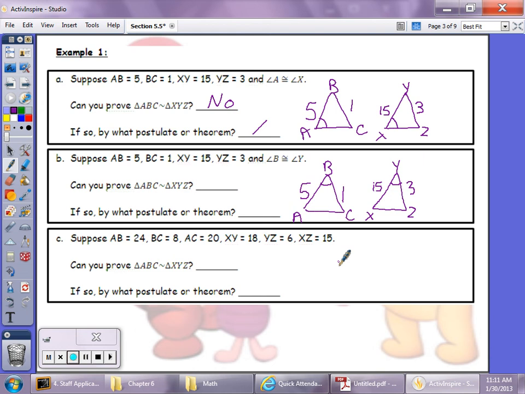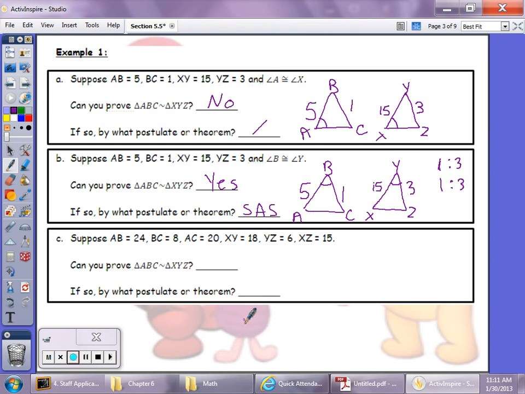So if you look at side AB to side XY, that has a ratio of 5 to 15, which is a scale factor of 1 to 3. If you look at the second sides that were given, side BC and side YZ, you're going to see that BC has a side length of 1 and YZ has a side length of 3. So again, that scale factor is also 1 to 3. So therefore, we have two sides that are in proportion, an included angle, and another two sides that are in proportion. So we can prove that triangle ABC is similar to triangle XYZ based on our side-angle-side theorem.